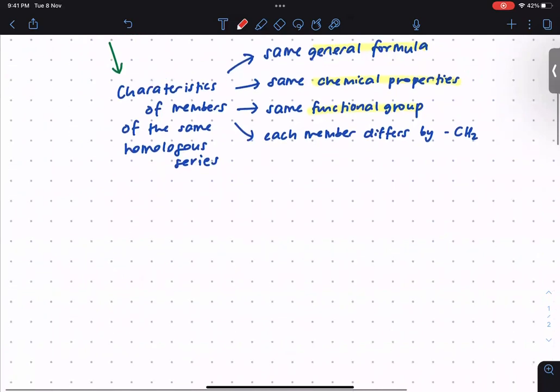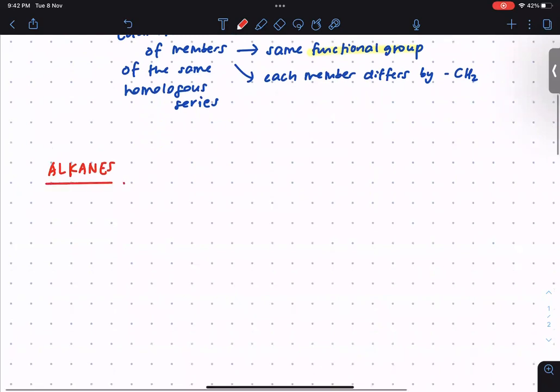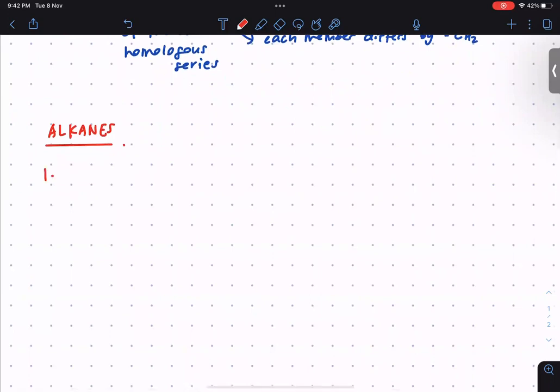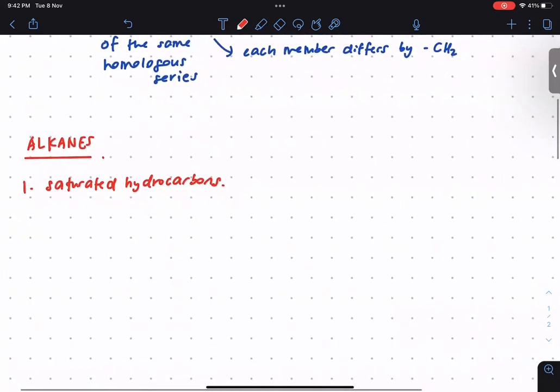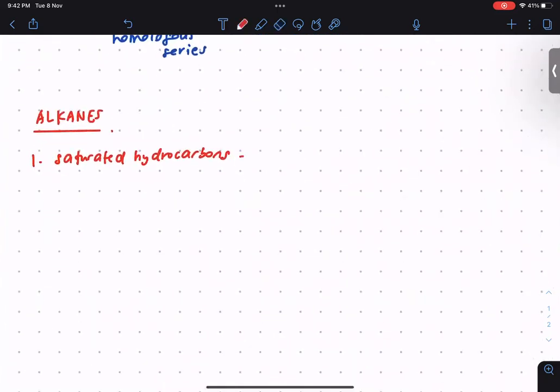So the first homologous series that we will talk about will be the alkane. The alkanes are a group of saturated hydrocarbons. The word saturated hydrocarbon basically means that they have only carbon-carbon single bonds. Okay, I want to put a side note over here. Saturated means only contains carbon-carbon single bonds.